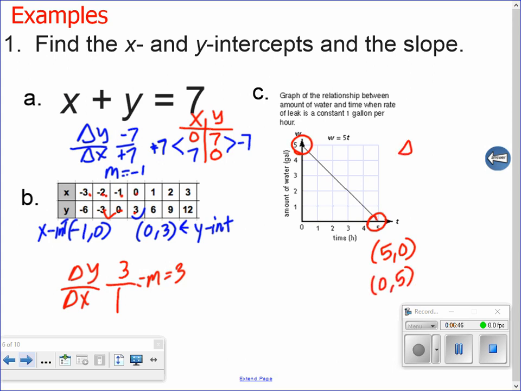Finding slope from a graph, again, you're looking at change in y over change in x. This is vertical change over horizontal change. So as I go from one point to the next, I count my vertical change, which is, in this case, minus 5. My horizontal change went from 0 to positive 5, so that would be plus 5. So negative 5 over 5, which is equal to negative 1.